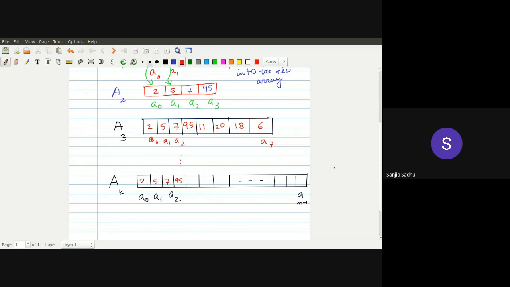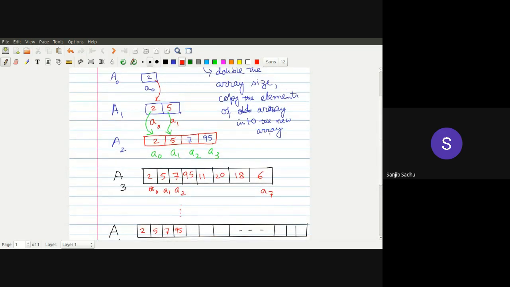Now, what will be the time complexity? You are doubling the array size, copying the previous elements into it, and storing new elements. What will be the total array size? Here you see what happens. Array size is 1, which is 2 to the power 0. In this case, array size is 2 to the power 1, which is 2. So this will help you find the array size.